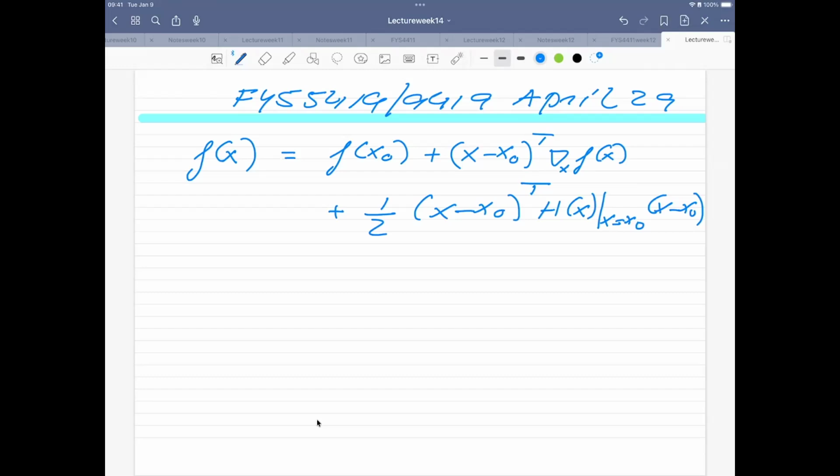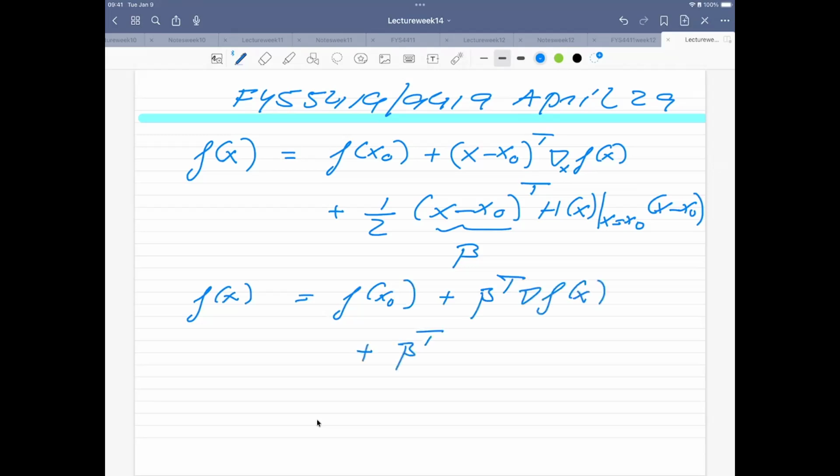Now, this is the basis for the type of functions which we are looking after. And what we want in the optimization problem is actually to drive the gradient of f of x to 0. So if you look at this function here, and let's call this vector beta, then f of x is equal to f of x0 plus beta transposed times the gradient, and I'm a little bit sloppy with notation here, plus beta transposed multiplied with a half, and then we have the Hessian and beta here.